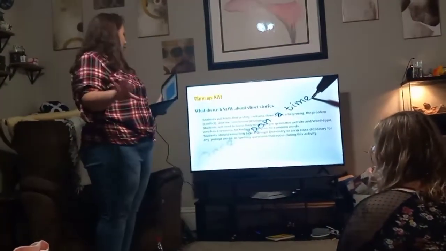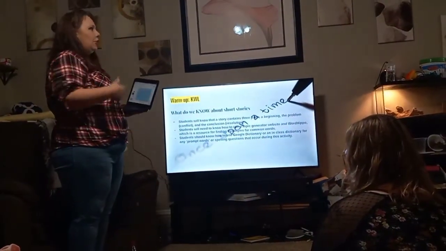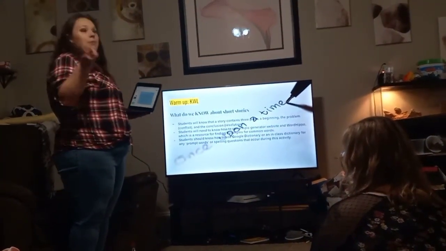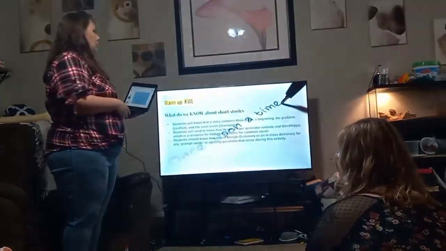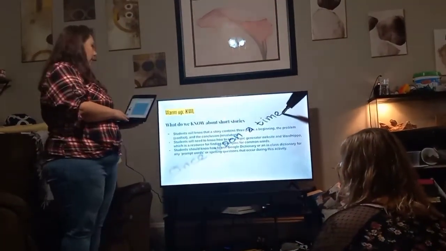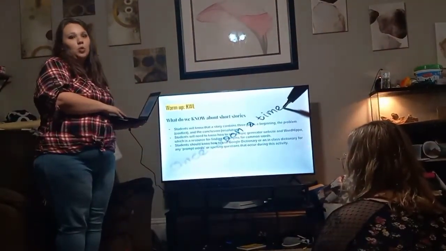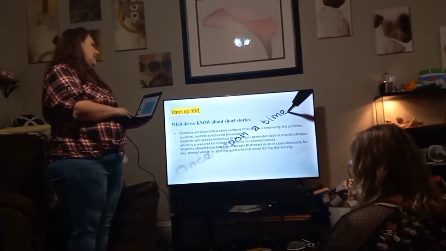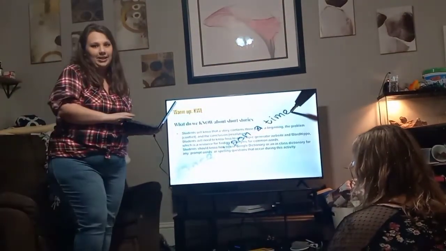For the know part, I want to know what we know about short stories. So I've listed here what we should already be aware of. You should know that a short story contains 3 parts: a beginning, the problem or the conflict, and the conclusion or the resolution. Students should know how to use a topic generator website and Word-Hippo, which is a resource for finding synonyms for common words. And students should know how to use the Google Dictionary or in-class dictionary for any prompt words or spelling questions that occur during this activity.